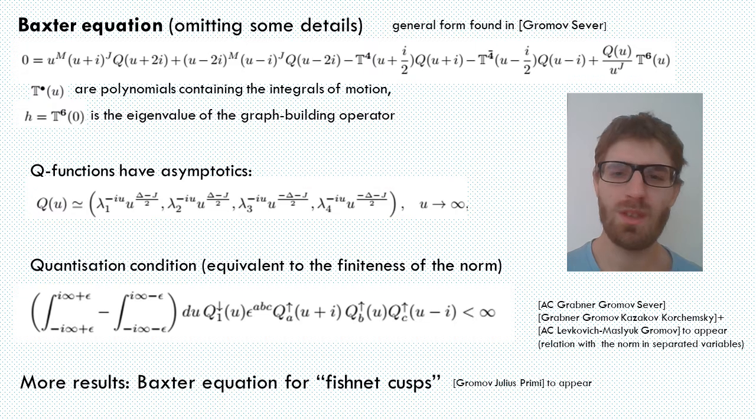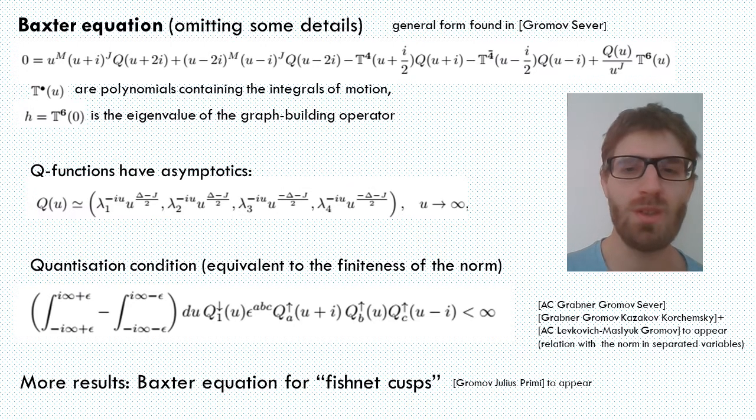The Baxter equation describing the full spectrum of these Fishnet cusps was obtained recently in a paper to appear of Julius, Kolya, and Niccolò.